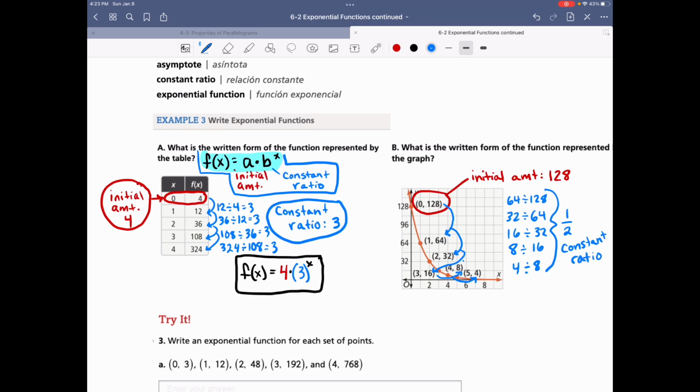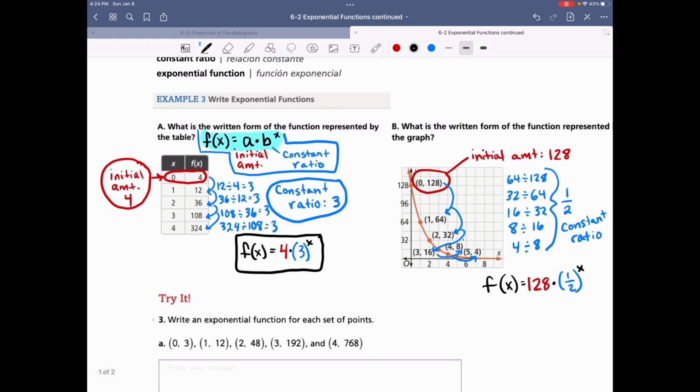So now that we have that, which is finding it from a graph, we plug it into our function. f of x is equal to the initial amount times the constant ratio 1/2 raised to the x power. And x just means we can plug in values for x to figure out what the function or the f of x would equal.